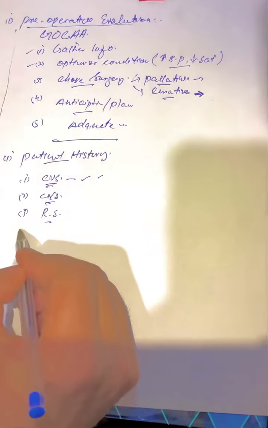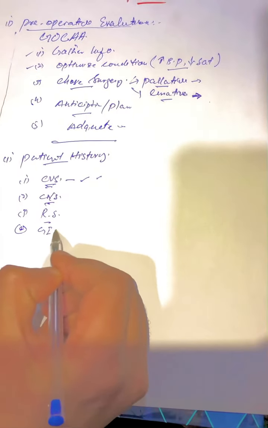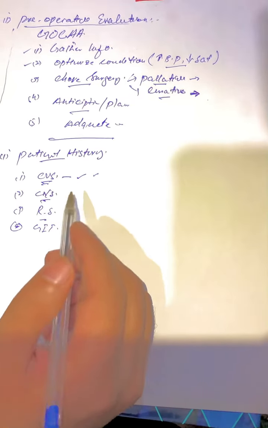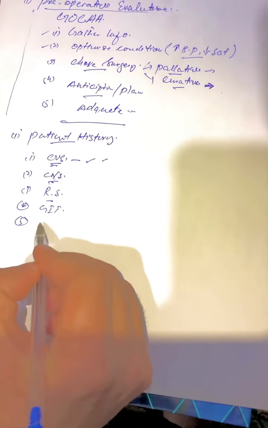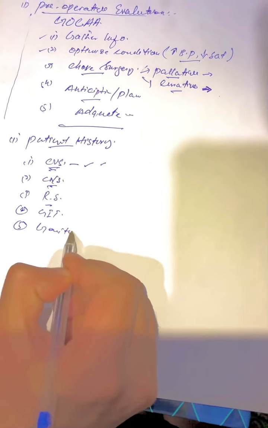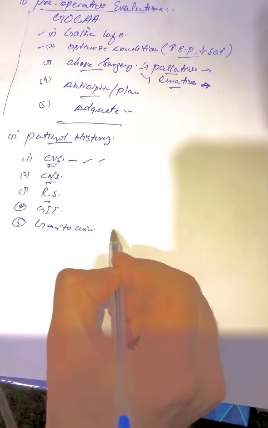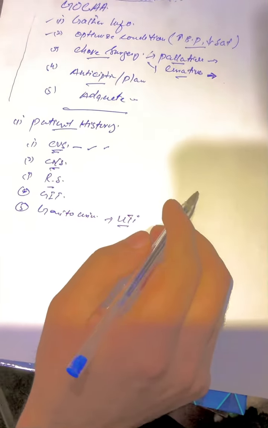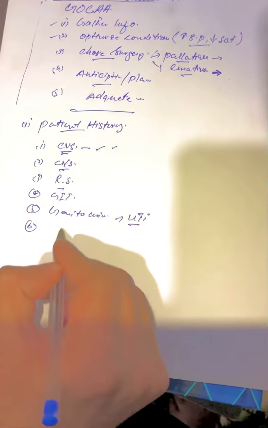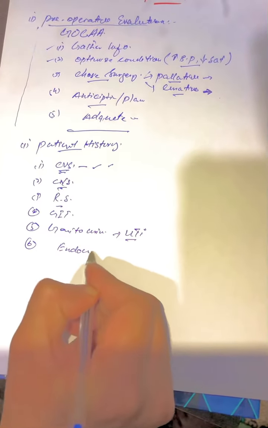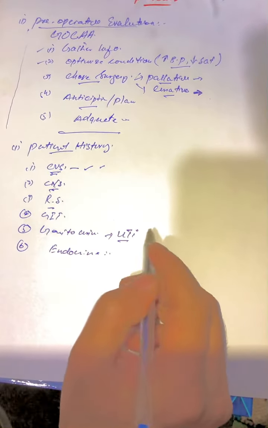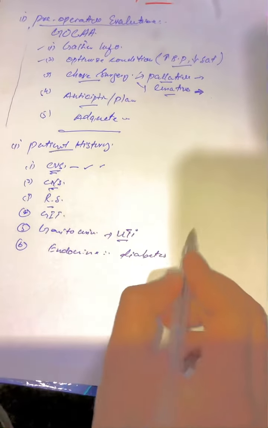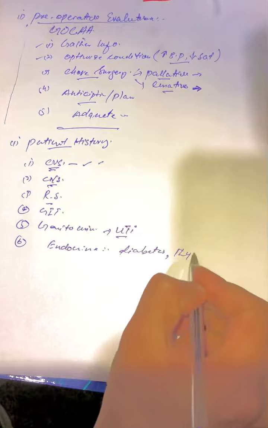And then we will go to ask about the GIT disorders, like any type of constipation, stomach acidity, etc. Then we will go through the genito-urinary system. Like we will have to ask specifically about urinary tract infection. And then we will go through the endocrine system. And in the endocrine system, we will have to ask two important things, that is diabetes, first diabetes, and any thyroid disease.